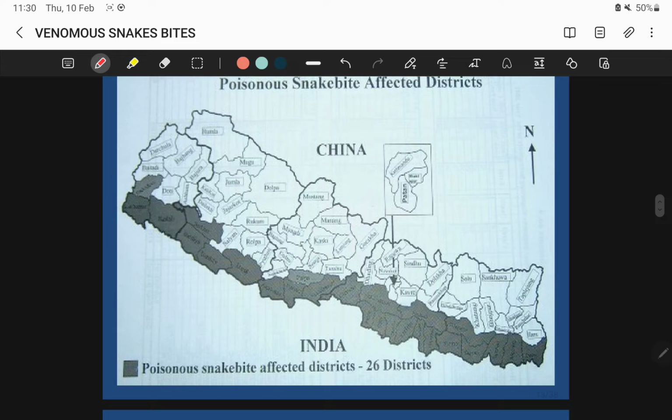So we can see here, mostly north to south, right? This is the southern area, and in the Tarai, this is the Himal, this is the Pahad, and this is the Tarai, right? This part is most affected, and the other hilly regions, with a tropical climate, also have some kinds of snakes, okay? But in the mountain region, no snakes can be found, at least not that dangerous types.